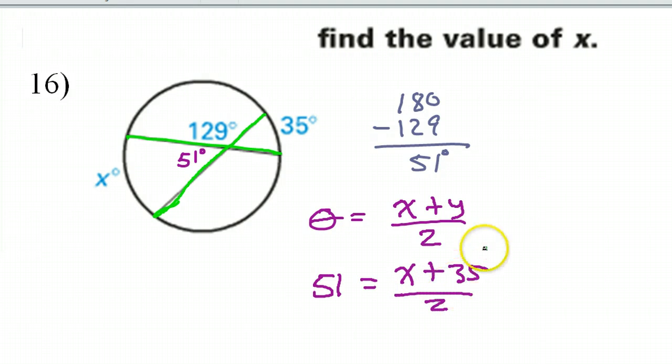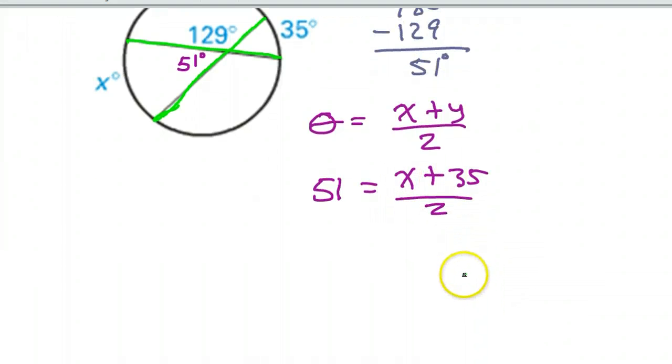A lot of kids will automatically put the x over here by itself because they want to go straight to the solution. But that's wrong. It's angle equals arc plus arc. The x and the 35 have to be here. So it's a question of how do I solve this equation?